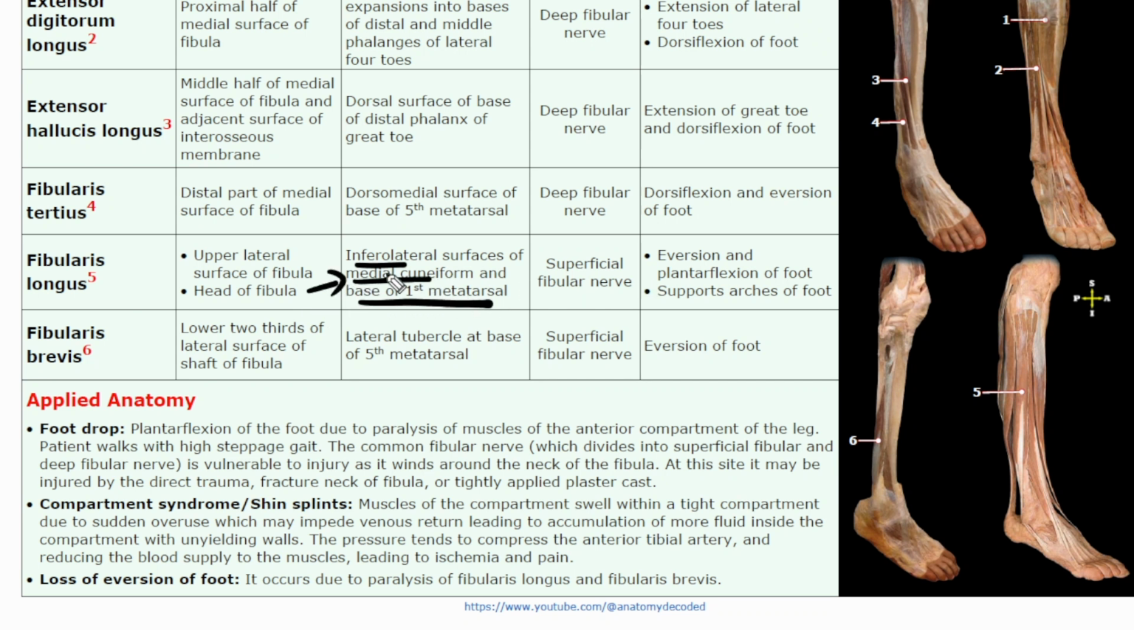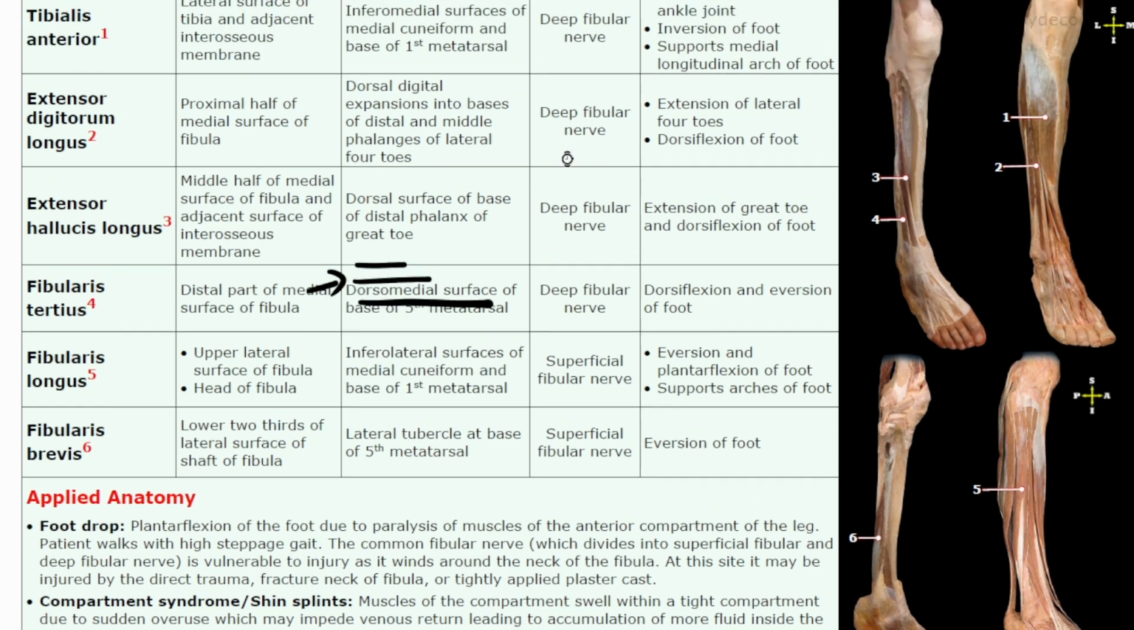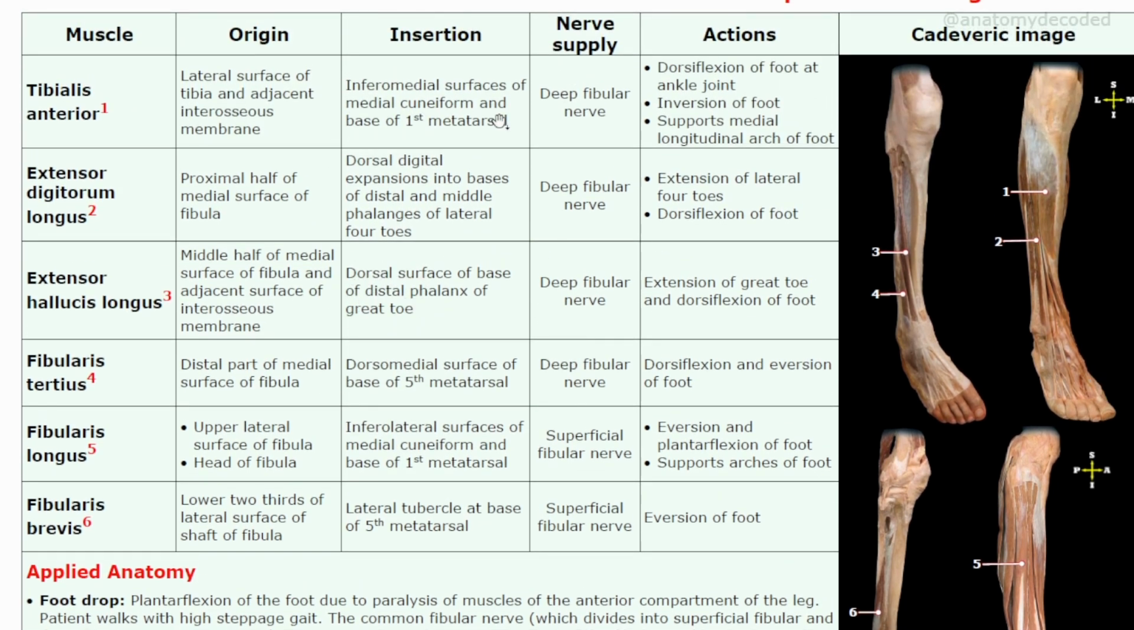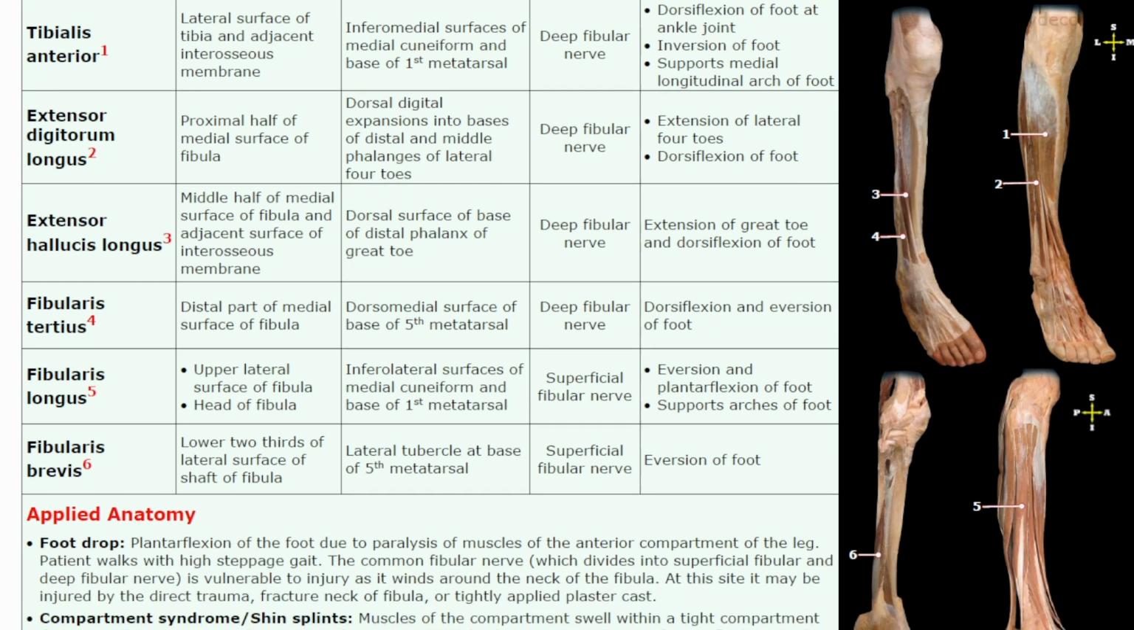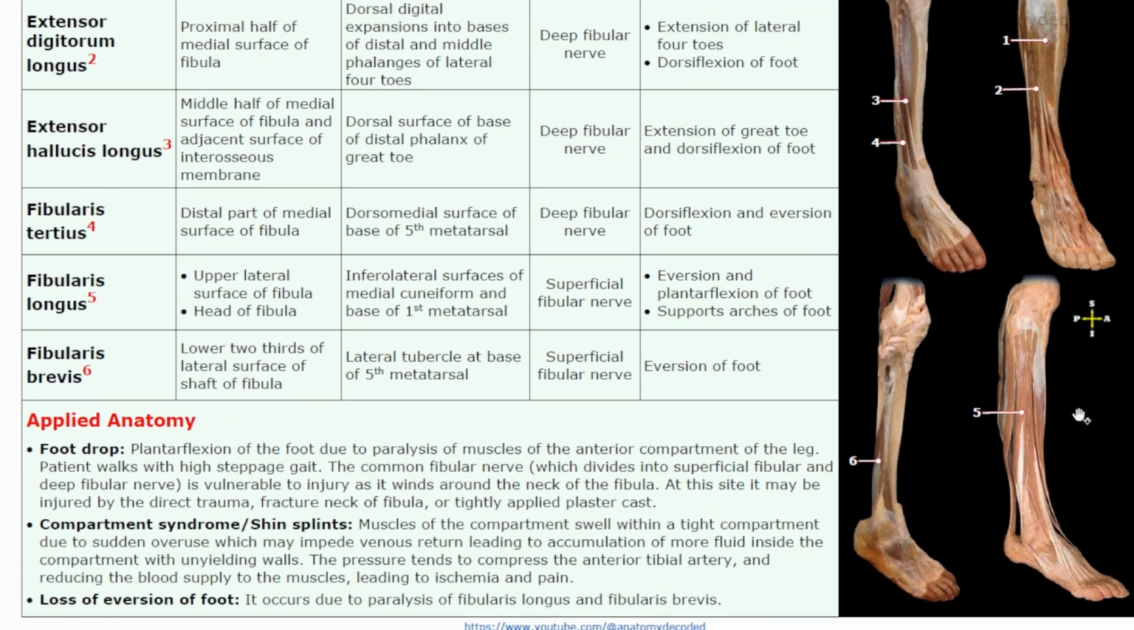Okay, if you carefully see, this attachment is for the tibialis anterior as well. Tibialis anterior is also going up to the medial cuneiform and the first metatarsal, but the region is different. For tibialis anterior it is the inferomedial part. For fibularis longus it is the inferolateral part. So basically the muscle which is present on the lateral aspect will cross the sole of the foot from lateral to medial aspect, and it will go towards the medial bone.